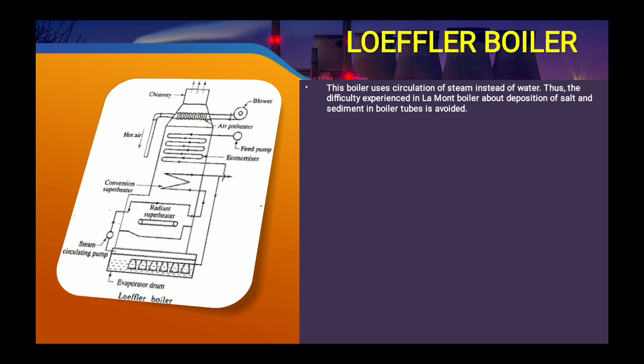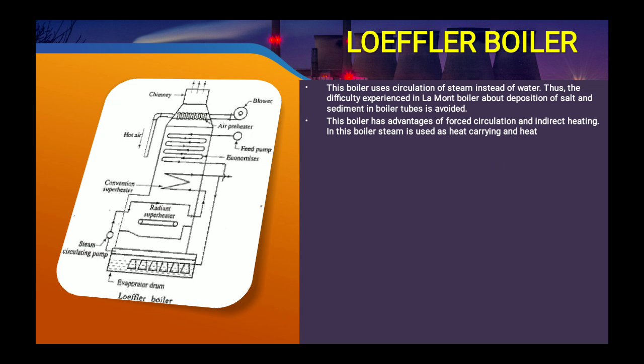This boiler uses circulation of steam instead of water. That is, steam is circulated instead of water, as in the Lemmon boiler or Benson boiler. In the case of the Lemmon and Benson boilers, water is circulated, but in the case of this boiler, steam is circulated. Thus, the difficulty experienced in the Lemmon boiler about deposition of salt and sediment in boiler tubes is avoided. So here, the salt and sediments present in the water are not deposited in the water tube because steam is circulated in the boiler.